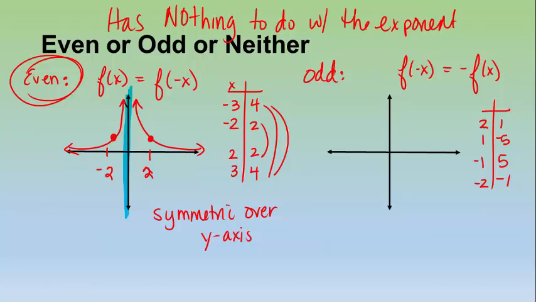That if I have a +2 gives me a 1, that my -2 has to give me a -1. If I have a +1 that gives me a -5, then the -1 gives me a +5. So hopefully that right there helps a little bit with this one. This one's a little bit harder to picture on the graph.